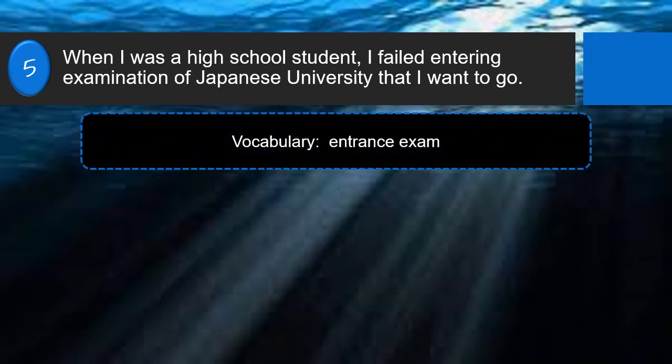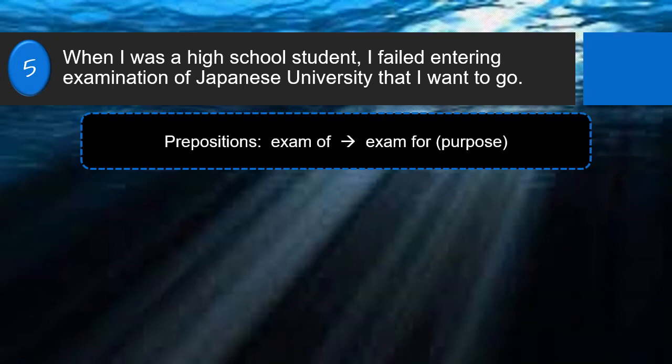Moving on, number 5. When I was a high school student, I failed entering examination of Japanese university that I want to go. First, vocabulary. Not entering examination, but entrance exam, entrance examination. Also, it's not exam of, but exam for, the purpose of the exam.